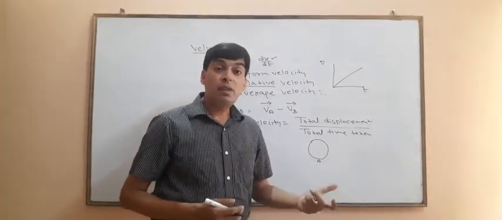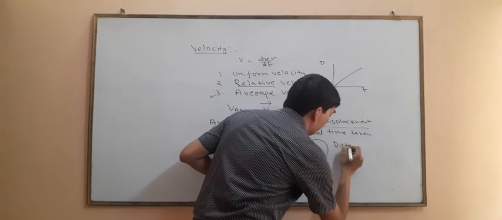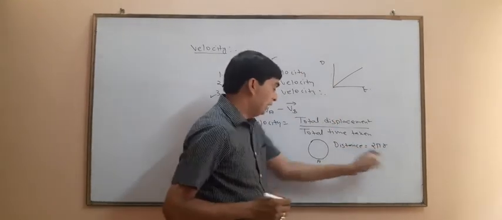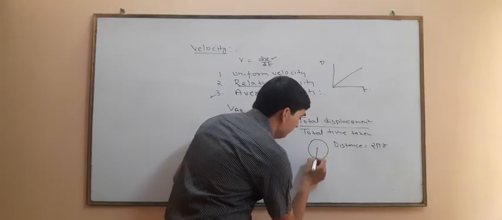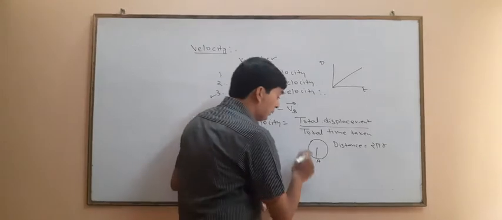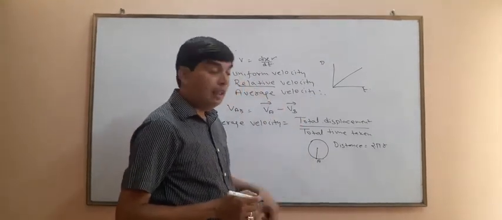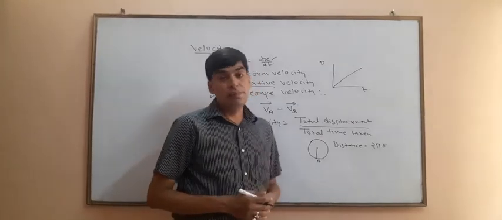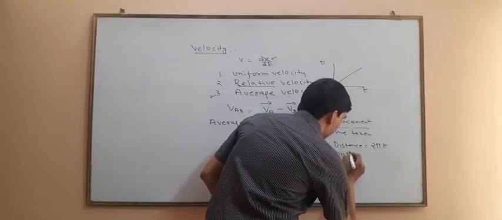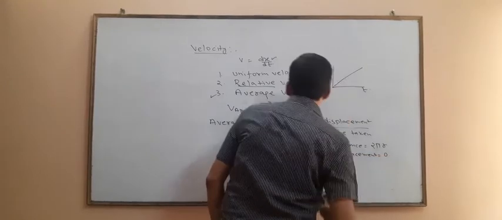What is the distance covered by the body? In a circular frame, the distance will be 2 pi r, where r is the radius from the origin to the boundary. But in such a case, if the body started from A and reached B and we ask what the displacement is, then the displacement will be 0.